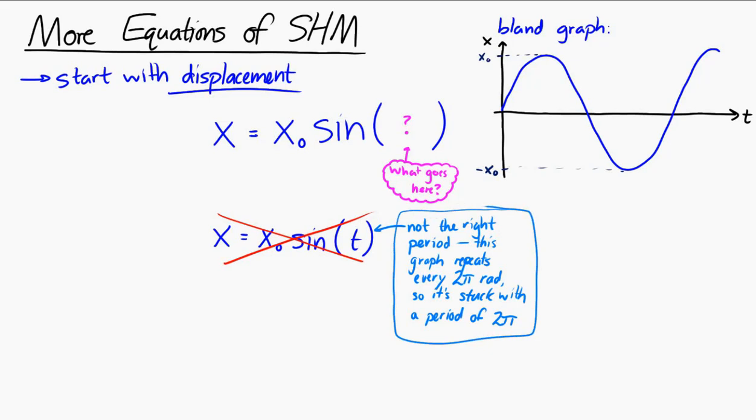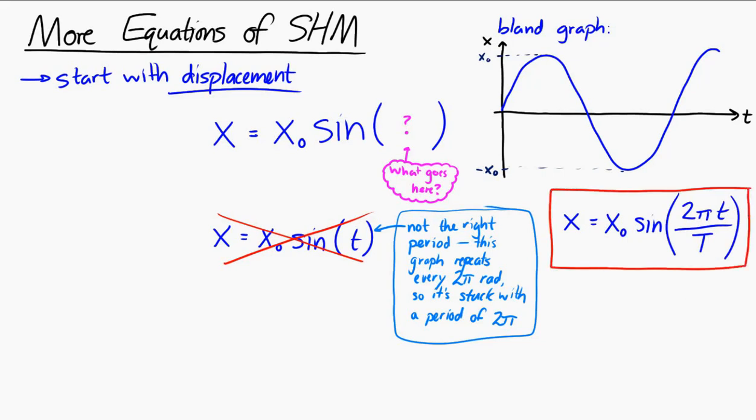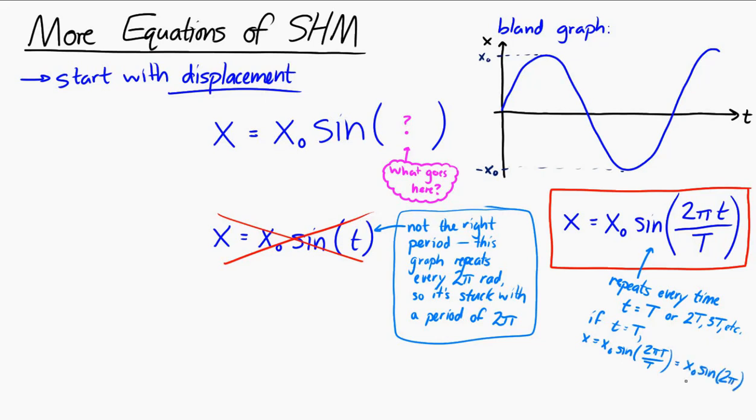So a better one would be x equals x0 times the sine of 2 pi t over the period. If you think about it, this is good. This repeats every time t equals a period, or a multiple of a period, right? Because every time t is equal to a period, then we get sine of 2 pi. So there we go. The equation repeats itself. The graph repeats itself.